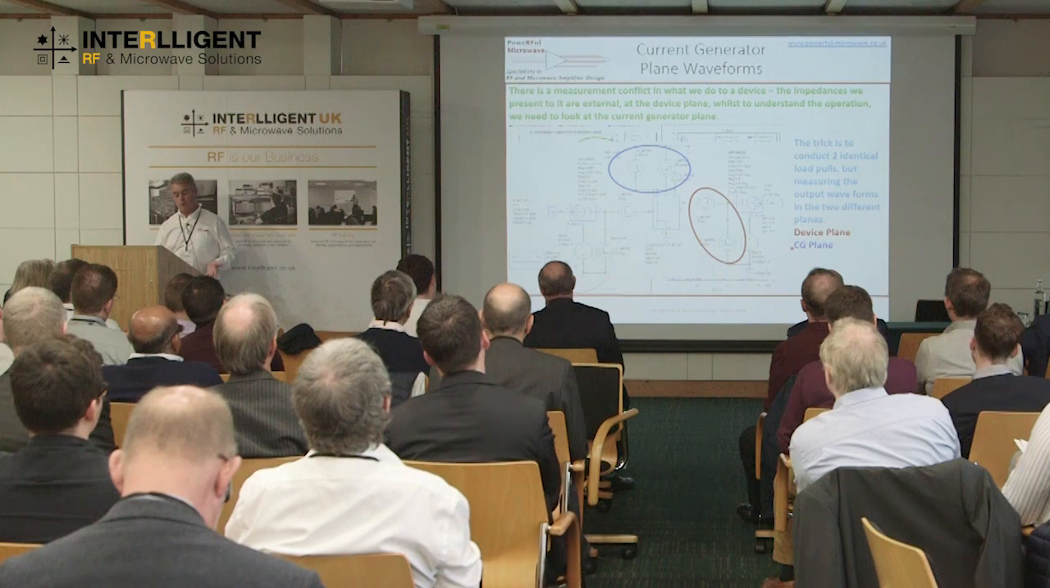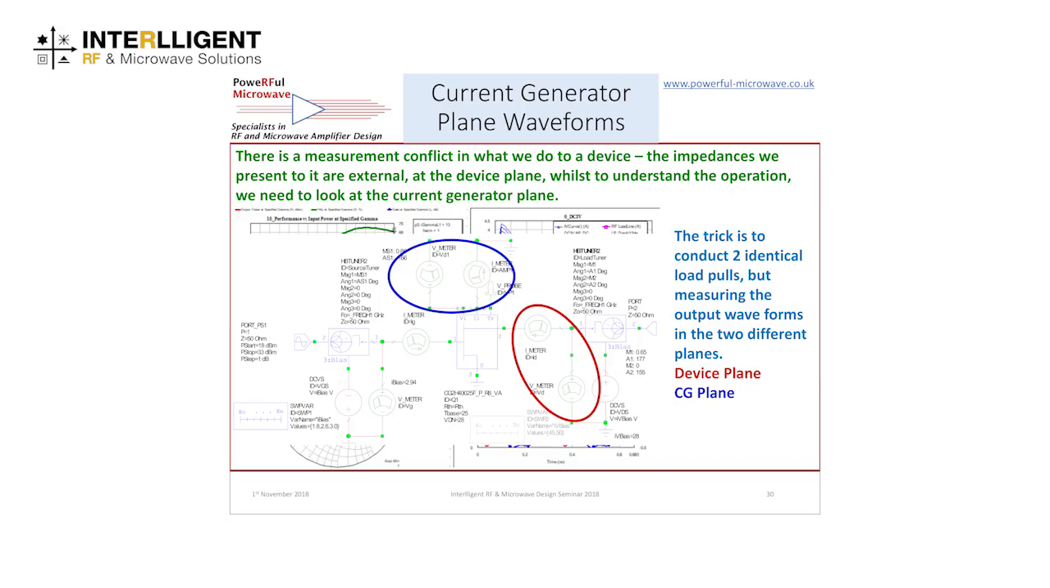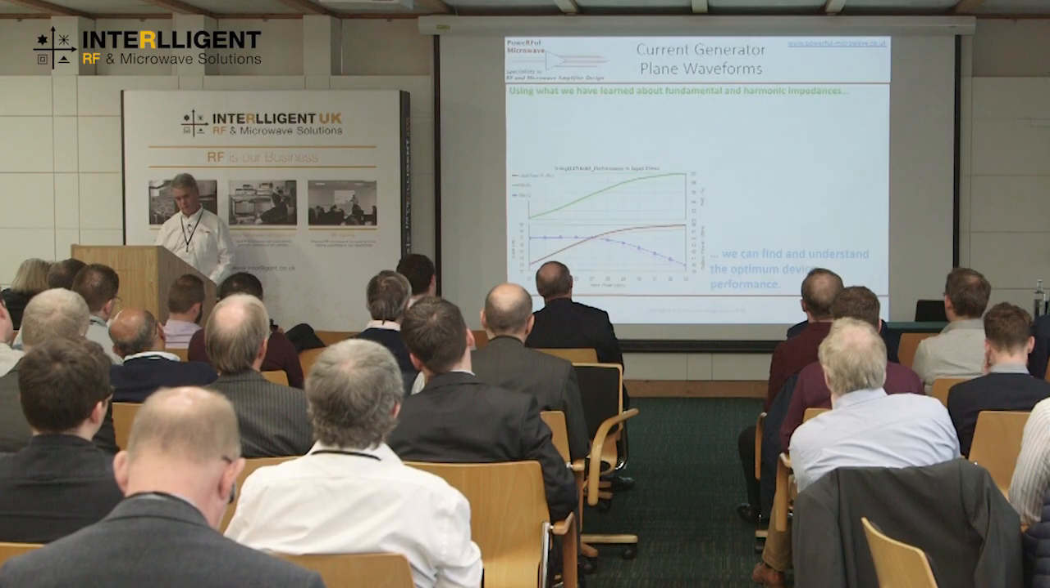Now, to do that within load pull, what we need to do is, normally we're conducting a set of measurements and we're measuring the A and B waves using these current and voltage meters on the drain of the device. But Wolfspeed and, I believe, the more recent Qorvo models now give you access to the current generator plane. And so what we need to do is conduct two identical load pulls, except with different pairs of measuring devices. And that way we can see both what's happening on the outside of the device and what's happening on the inside, to the current waveforms.